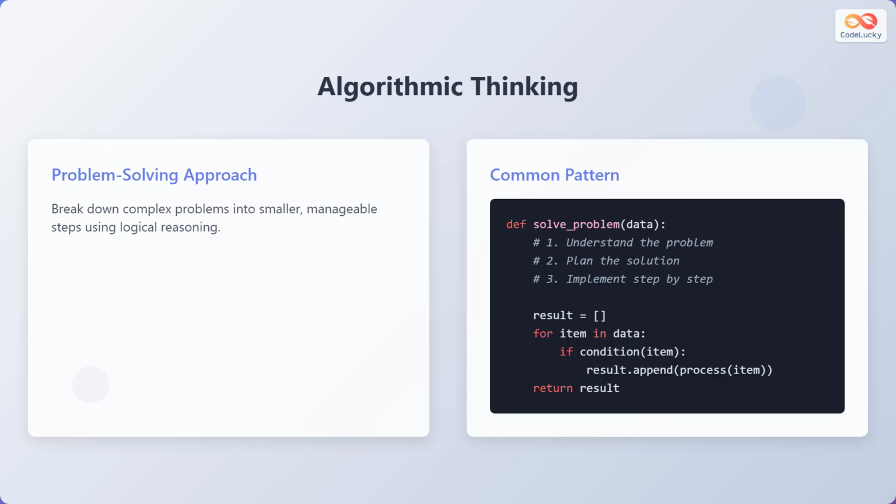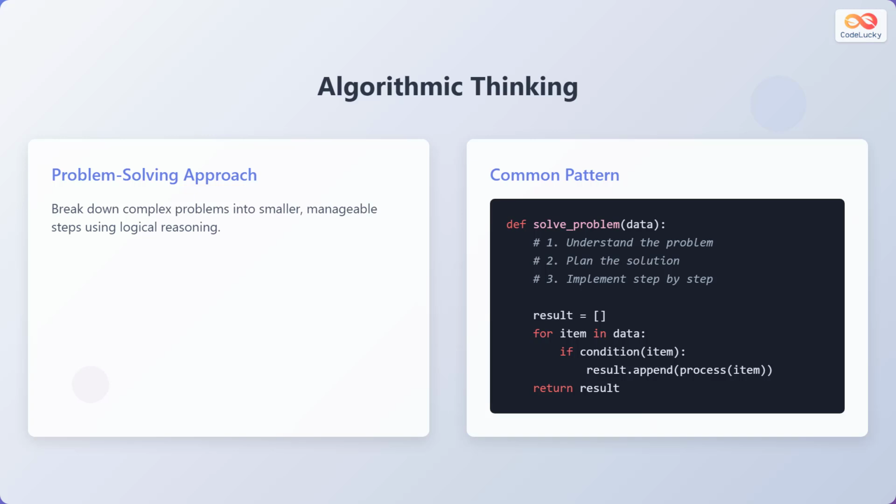Algorithmic thinking is the systematic approach to problem-solving that breaks complex problems into smaller, manageable steps. This mindset is essential for coding interviews and software development in general. The process typically follows several stages. First, thoroughly understand the problem by identifying inputs, outputs, and constraints. Second, plan your solution by considering different approaches, analyzing their trade-offs, and choosing the most appropriate one. Third, implement your solution step by step, starting with a basic version and then optimizing. Fourth, test your solution with various inputs, including edge cases.